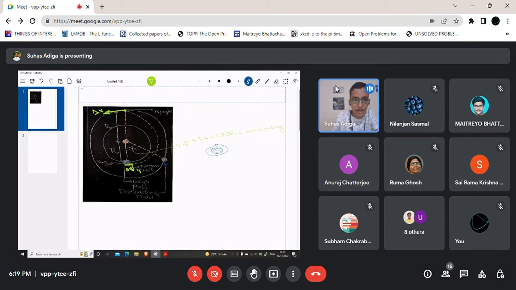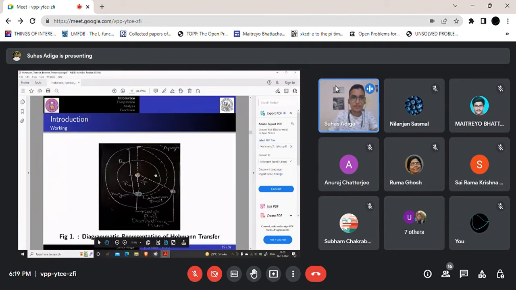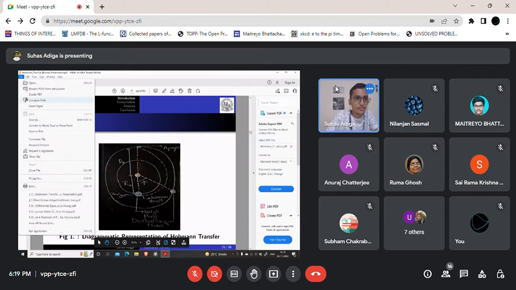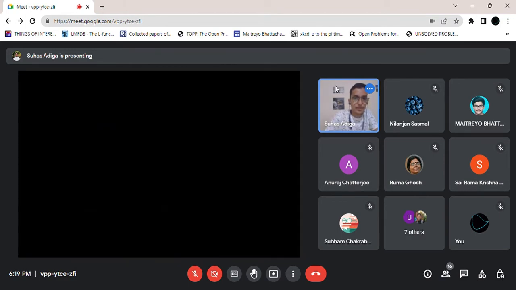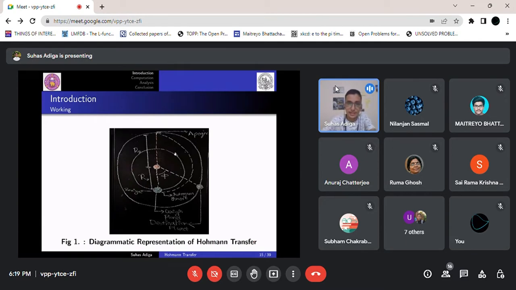Fine. The distance between the origin planet and the Sun is R_O or R origin, and the distance between the Sun and the destination planet is R_D or R destination. I'll derive it now. I hope this diagram is clear for everyone.